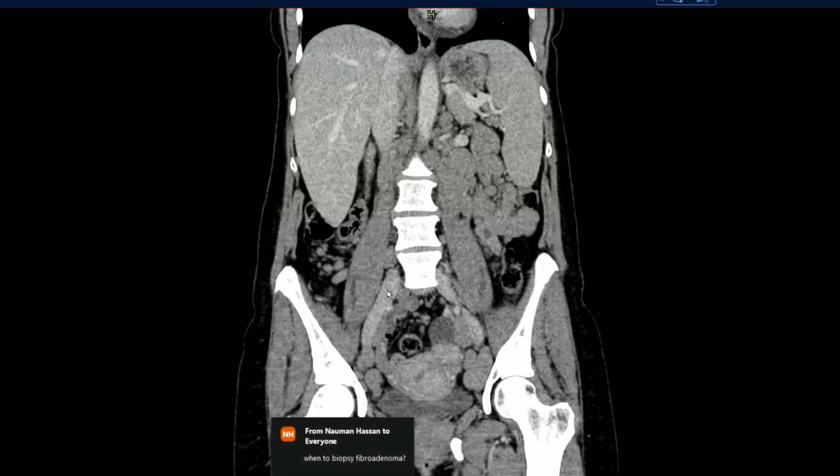Okay. The next question is, what is the wire name that is used to localize the lesion? There are multiple wires, but the one we use is the Kopans, K-O-P-A-N-S, Kopans wire.